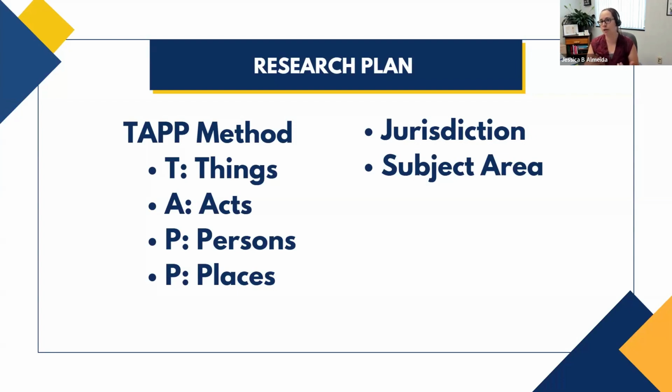The example I always use is the word child. You need to think about synonyms like minor or infant or juvenile. Other considerations, think about jurisdiction and subject area. That can help you to narrow down or drill down into the databases so you're not searching the entire database.